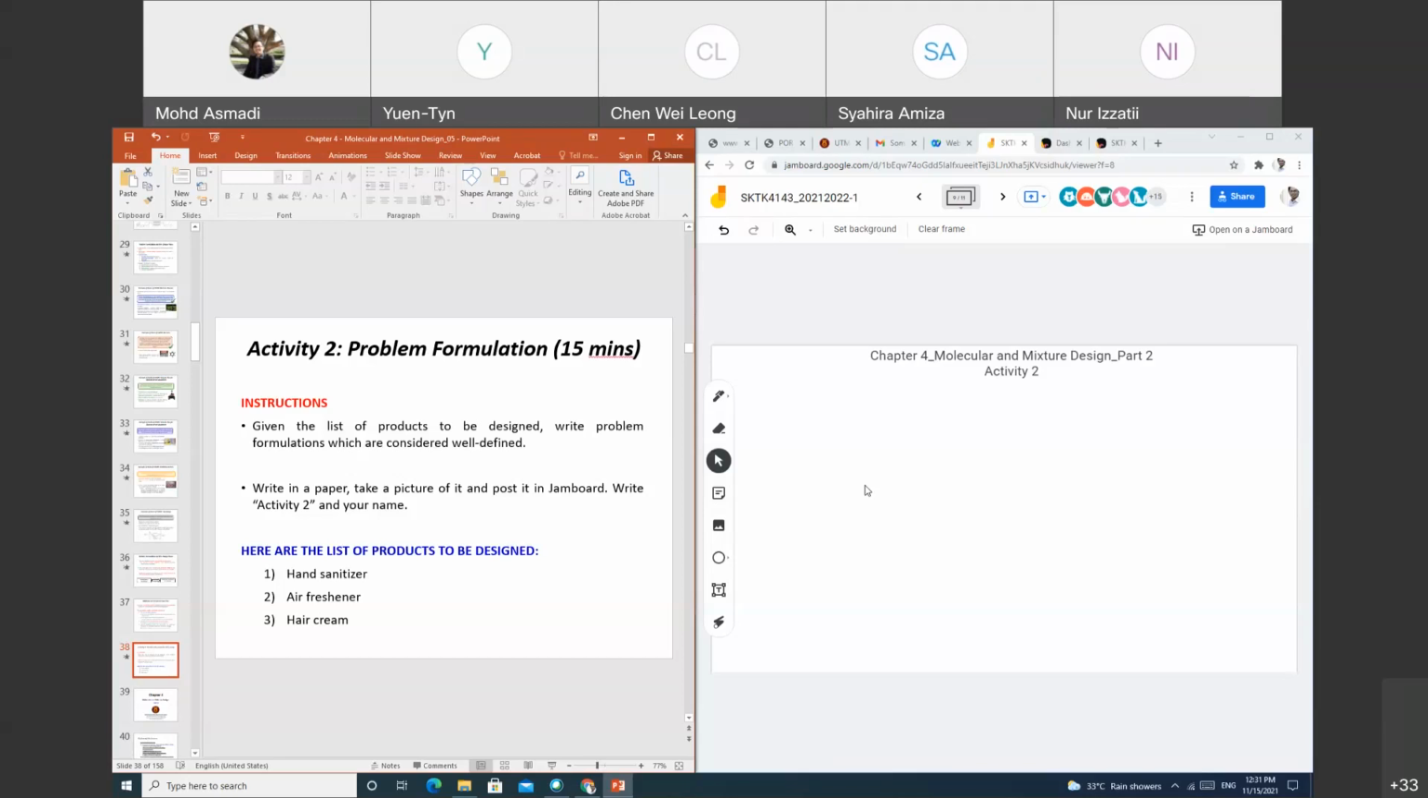Hand sanitizer, air freshener, hair cream. There are 3, so you can choose one of them. No need to write on paper or take a picture, just directly use the sticky note.